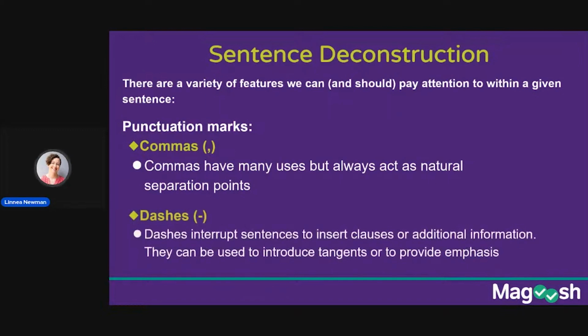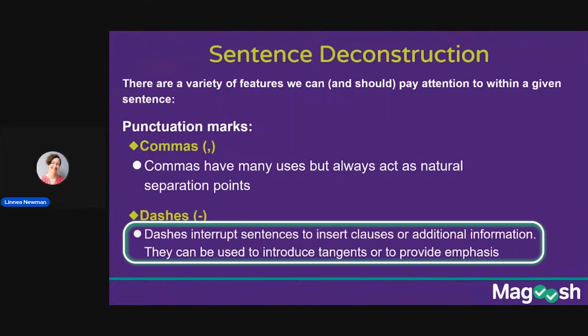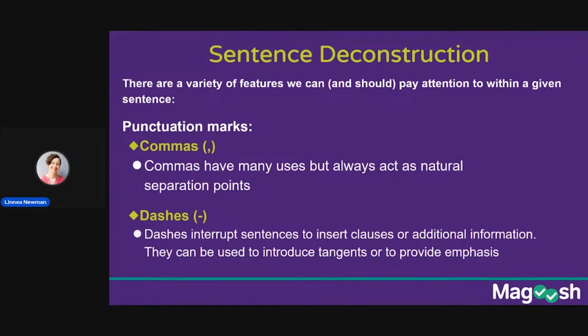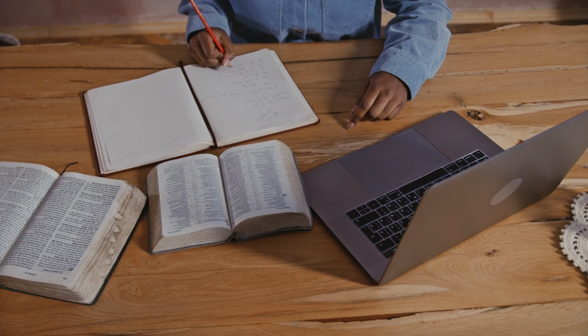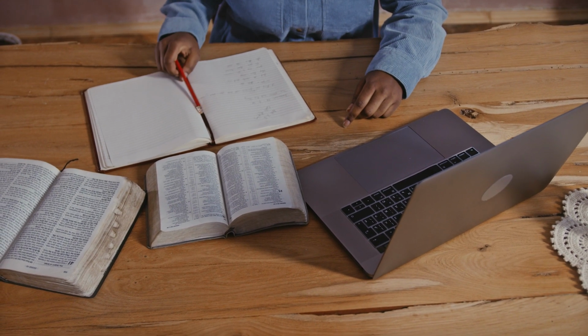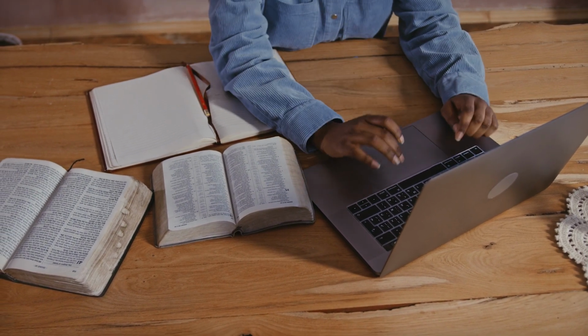And dashes are very similar. They interrupt sentences to insert clauses or additional, often descriptive information, and they can be used to introduce tangents or to provide emphasis. And again, it's really important to pay attention to where this punctuation is happening in or around the blank. Words are also really important, and understanding the function of word types within a sentence.